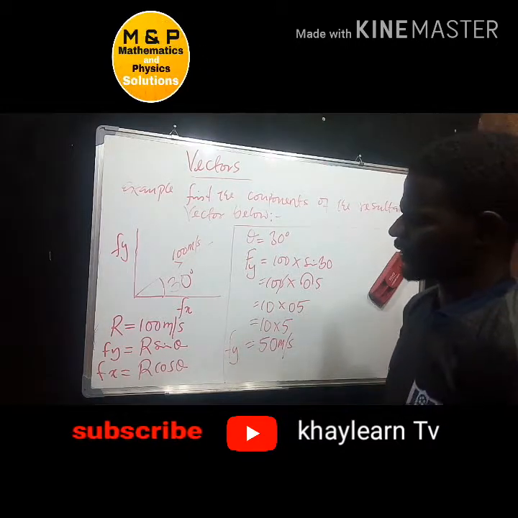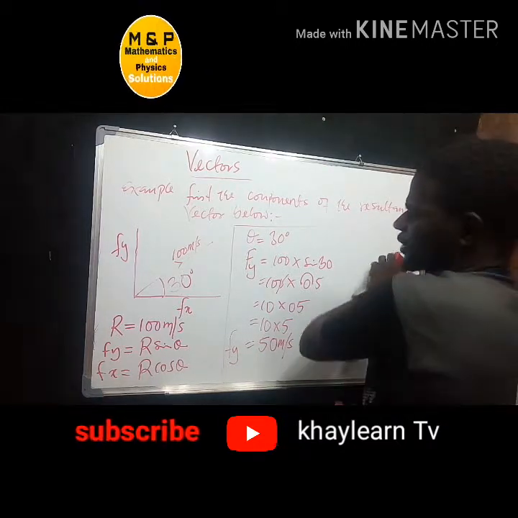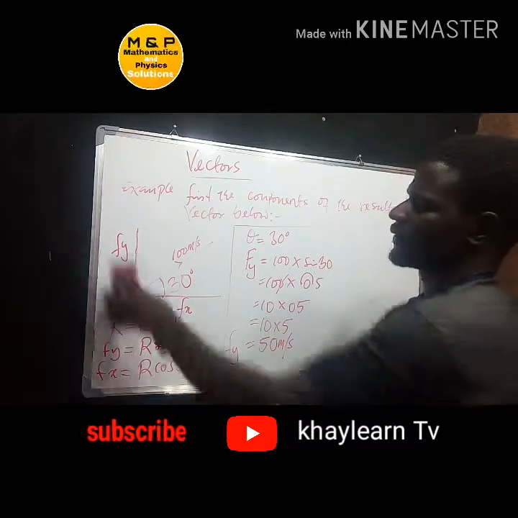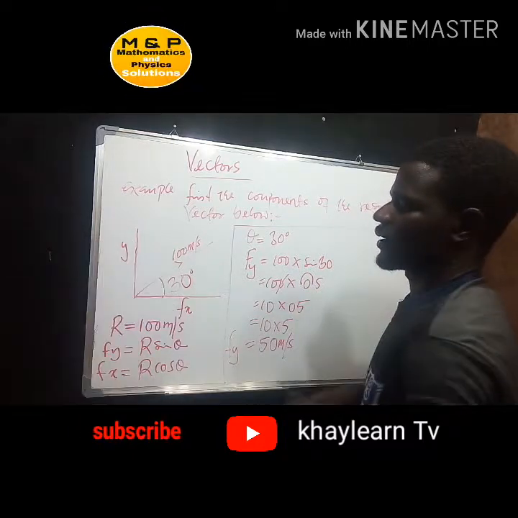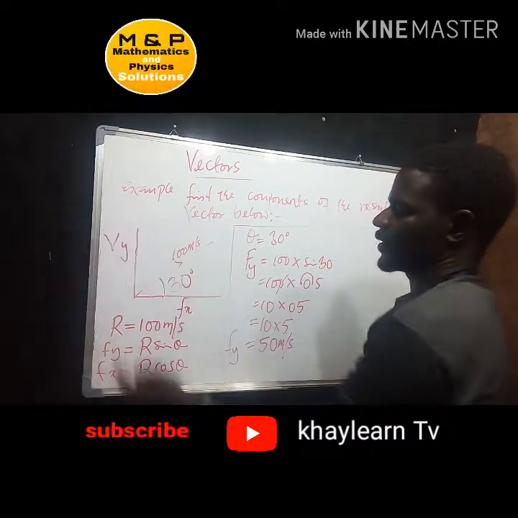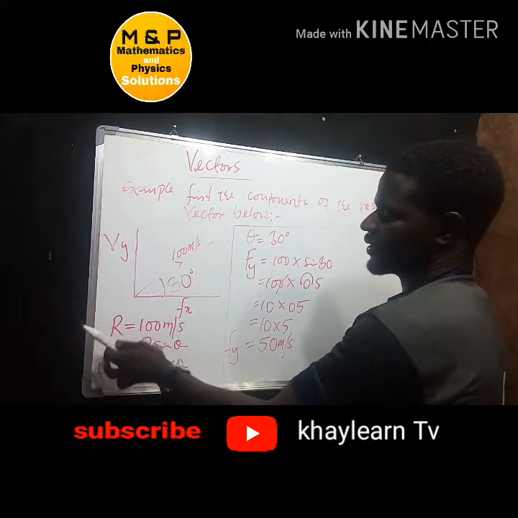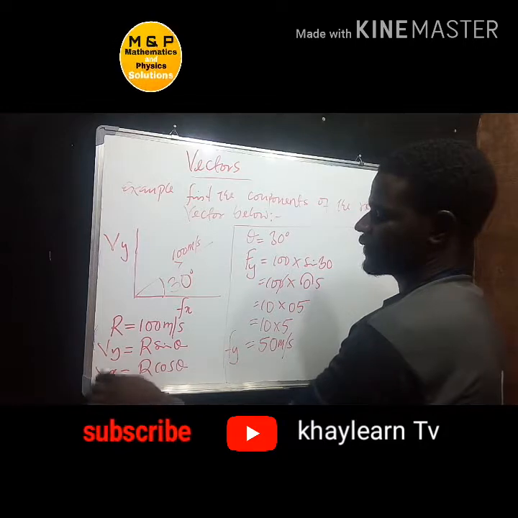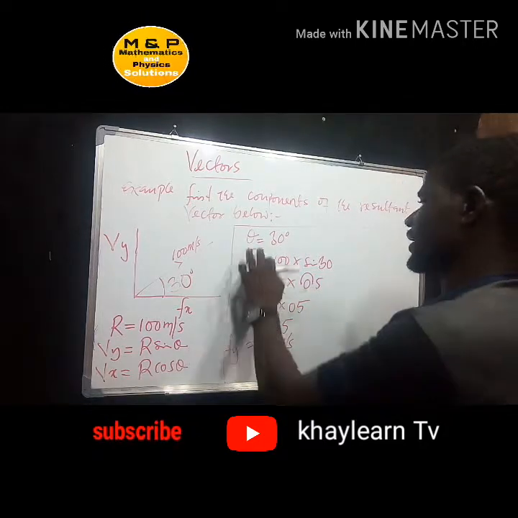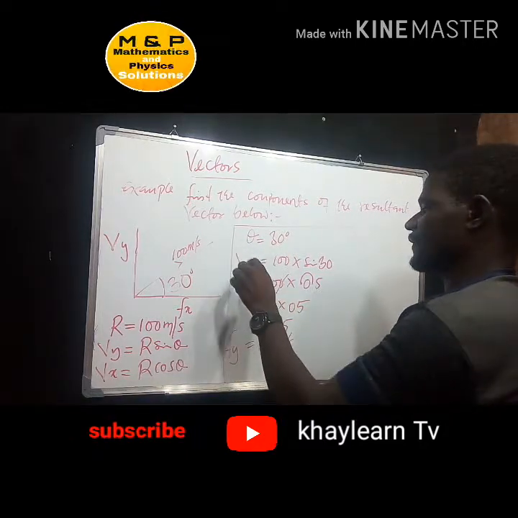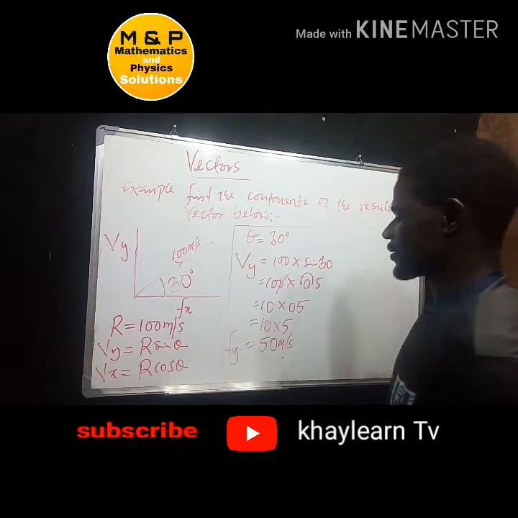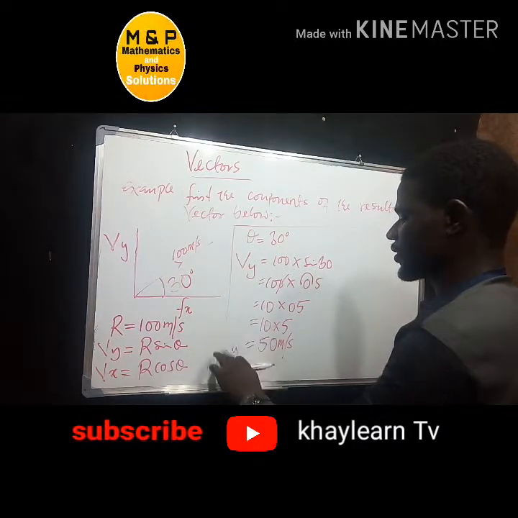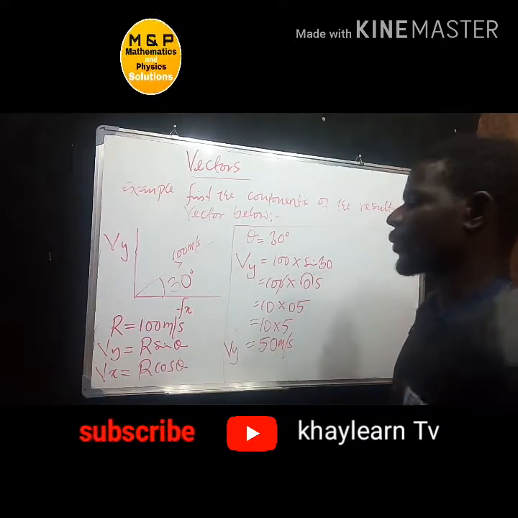Is it Fy even? It's supposed to be Vy, because we are using velocity instead of force, so we have Vy. Automatically here is Vy, and automatically here will be Vx. So what I calculated just now is the velocity along the y-axis. So what we have is Vy everywhere.